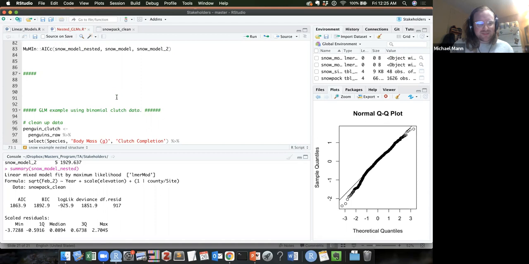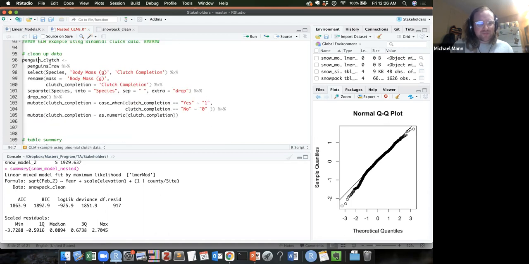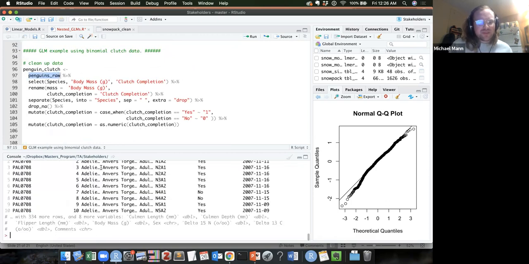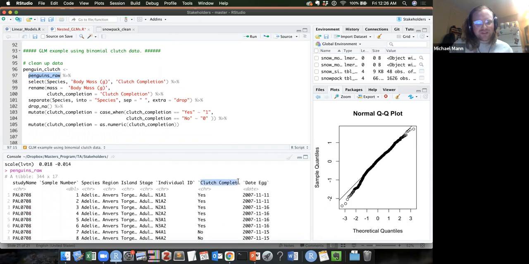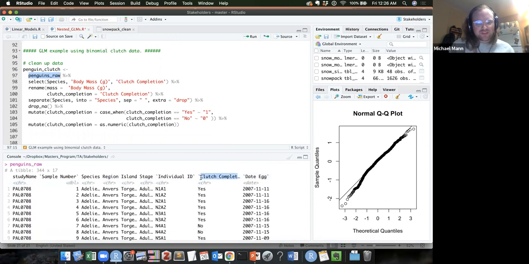Now let's dive into some generalized or GLM models. So I'm going to pull data from the Penguin data set. This time I'm using the Penguin raw because they have data on clutch completed, and so we can look at if they had a clutch or any offspring that year or not. That would be a good binomial response variable that we could use because it's either yes or no. I'm going to select the columns and clean them up because it's a raw file and the names are not easy to work with.